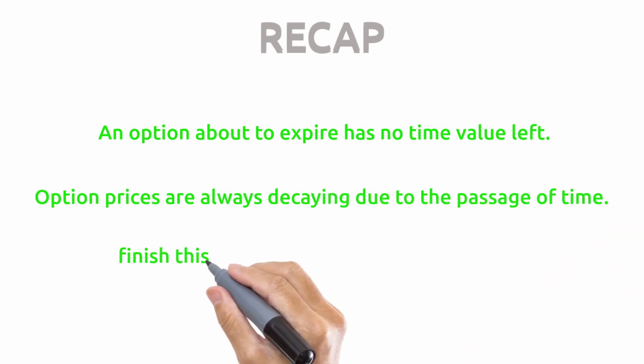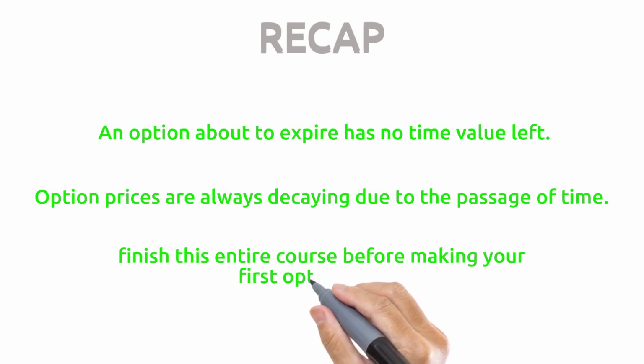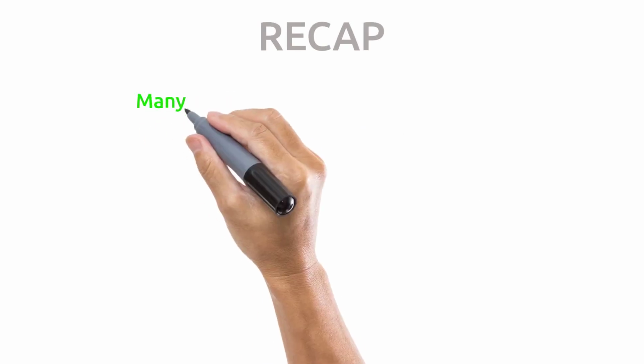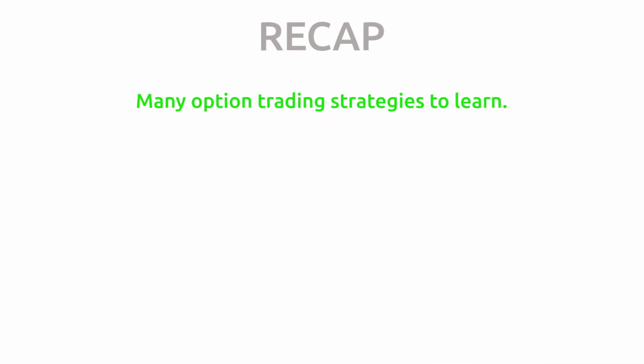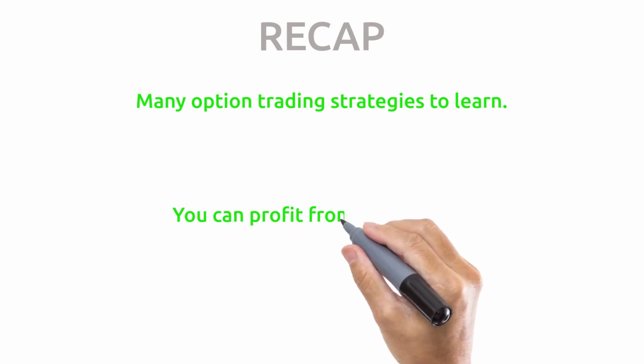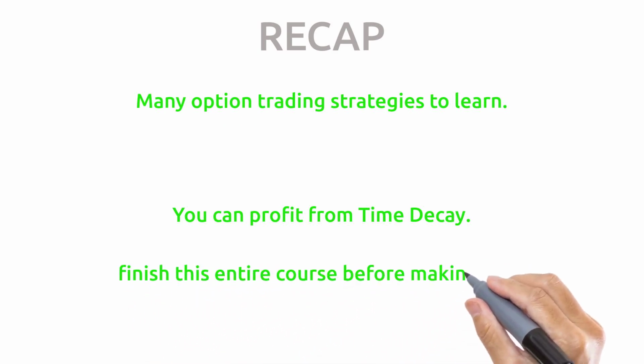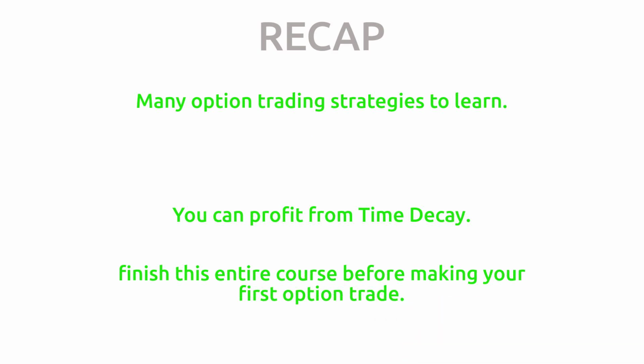Lastly, option prices are always decaying due to the passage of time. So if you are buying options, you will be fighting this decay, which is why we recommend you finish this entire course before making your first option trade. Soon, you will learn other strategies to allow you to put yourself in a position to profit from this time decay. It's extremely powerful once you learn how to do this, along with other powerful knowledge that will allow you to start learning other more complex strategies. There are many ways to profit from options besides simply buying them and hoping price moves in your favor.